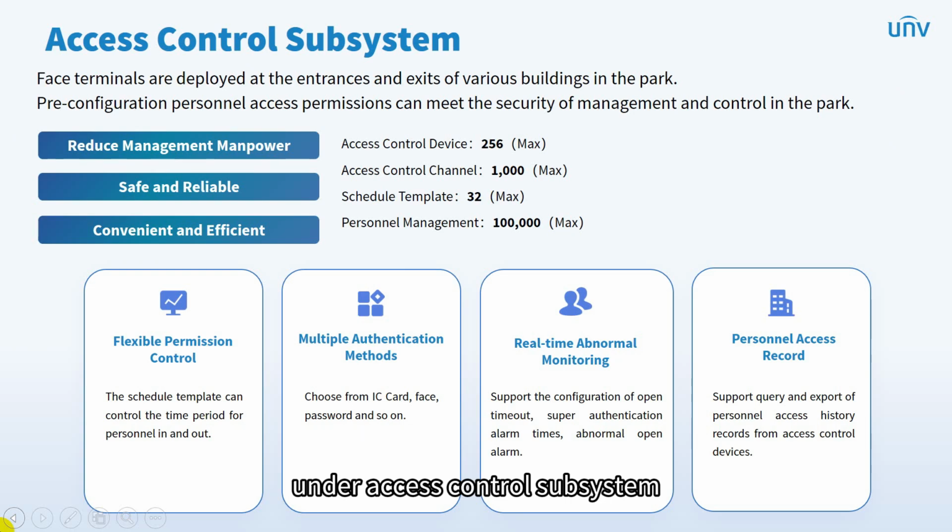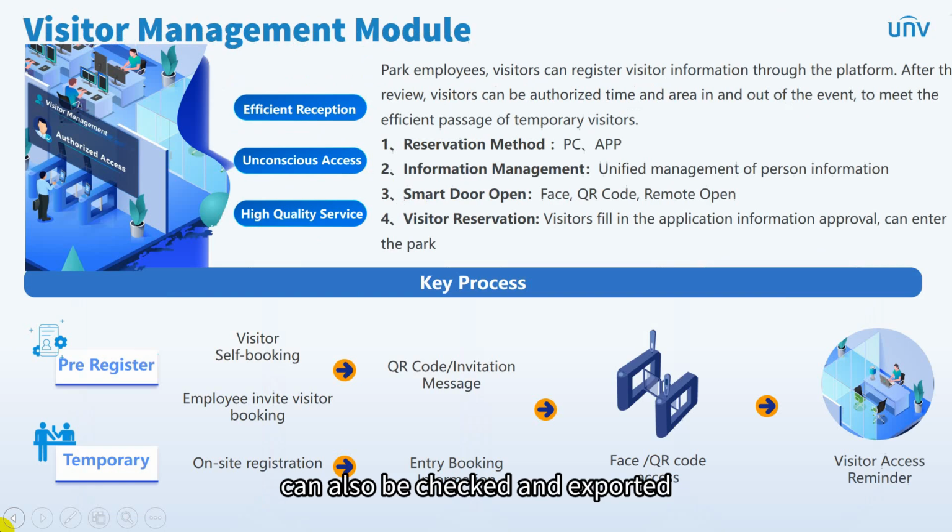Under Access Control Subsystem, multiple authentication methods, like IC card, face, and password, can be supported. You can do flexible permission control and real-time abnormal monitoring. Personnel access record of access control devices can also be checked and exported.